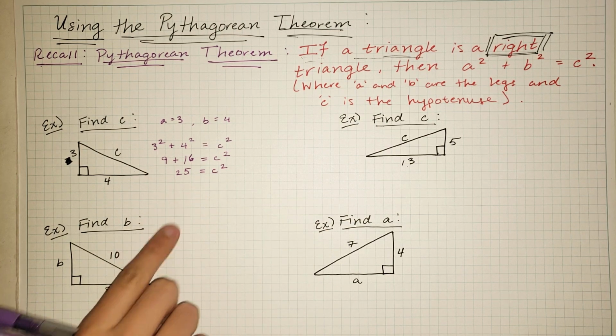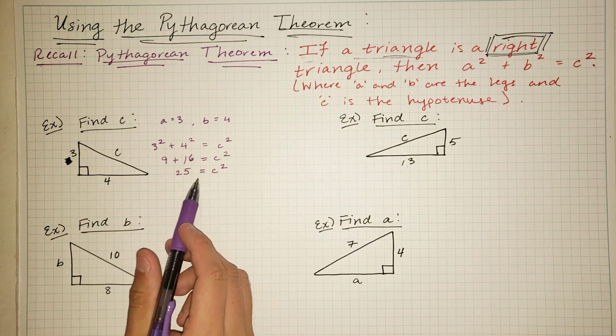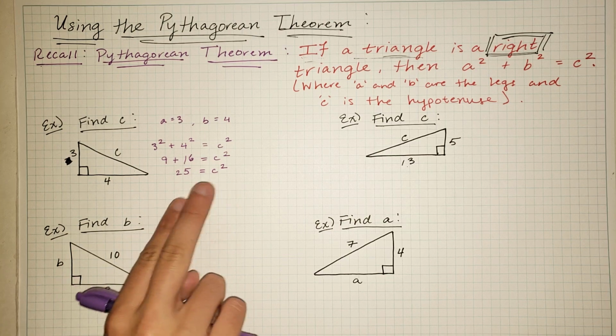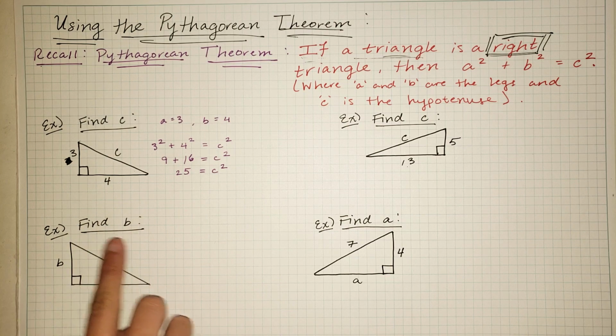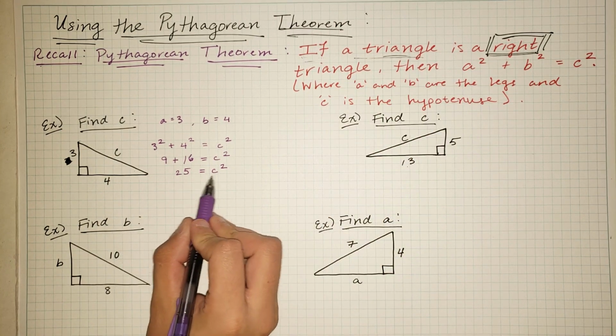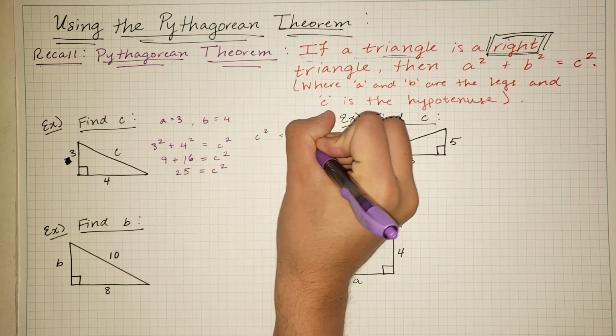Maybe this looks a little confusing in the order it's written, but thanks to equality, we can just flip it around. It looks a little more ordinary if we change the order. So instead of 25 equals c squared, let's do c squared equals 25.